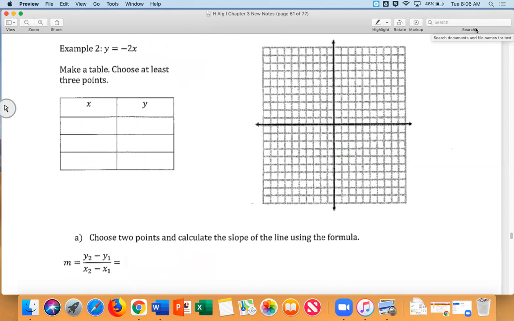How do you guys feel with this? Pretty good? It's pretty easy, right? Do you see how it's all the same thing?